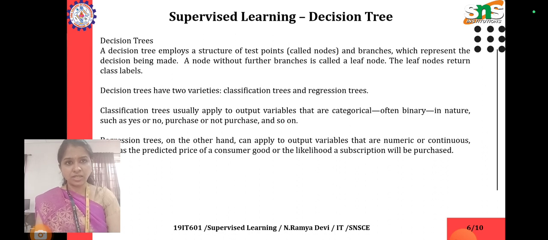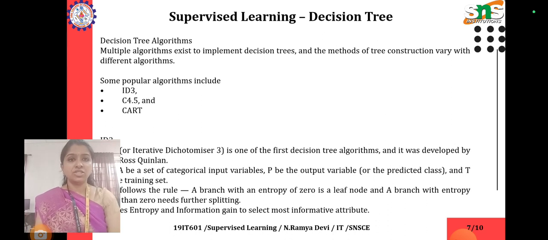Regression trees, on the other hand, can apply to output variables that are numeric or continuous, such as the predicted price of a consumer good or the likelihood a subscription will be purchased. Decision tree algorithms: multiple algorithms exist to implement decision trees, and the methods of tree construction vary with different algorithms. Some popular algorithms include ID3, C4.5, and CART.